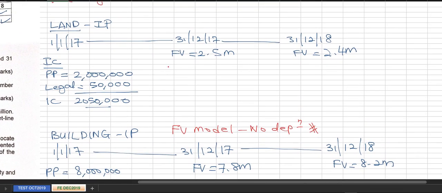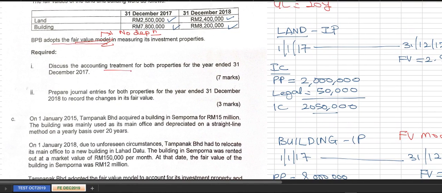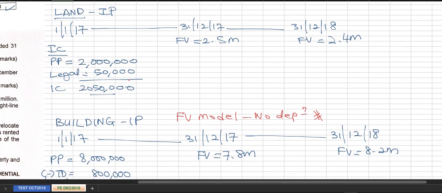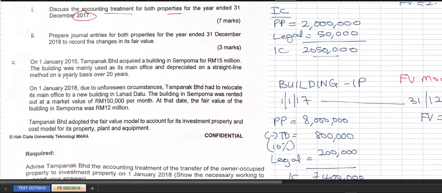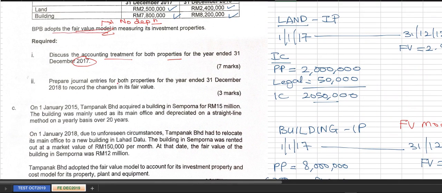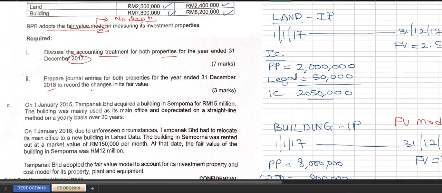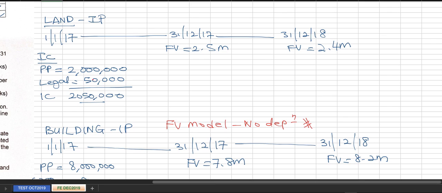So let's draft the information first, because the question asks us to prepare the accounting treatment for both properties, that is land and building, for the year ended 31st December 17. So before we answer that, we need to draw a story here, because it really helps. The question asks for 31st December 17, and then the next requirement is to prepare the journal entry for both properties for the year ended 31st December 18 to record the changes in the fair value.